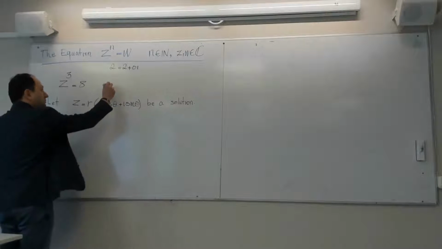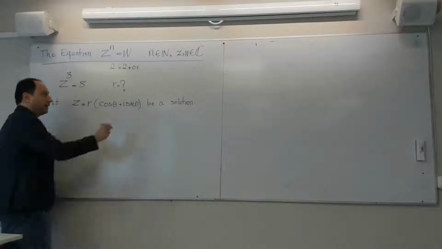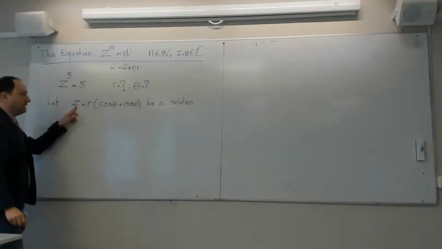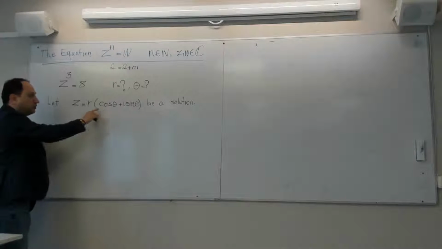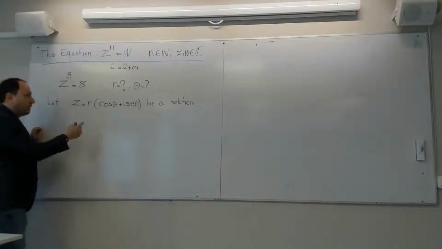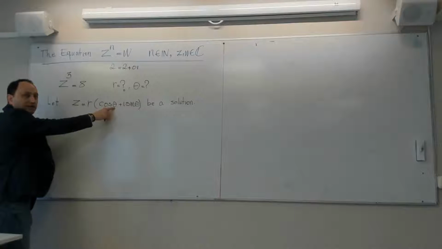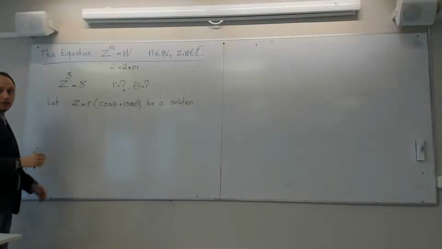In principle, it means that I need to give you the value for r, and I need to give you the value for theta. Because I am looking for z, I have just written z in the polar form, but still r is not known, theta is not known. If I want to give you z, I need to give you what is r and what is theta. In that case, I can claim that z is found.